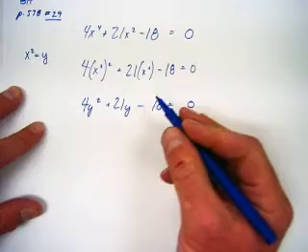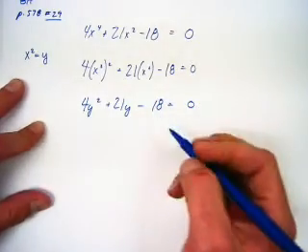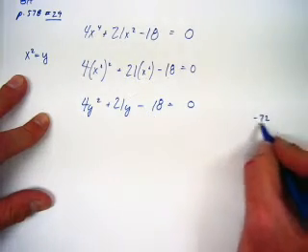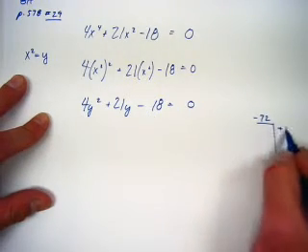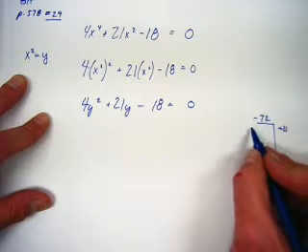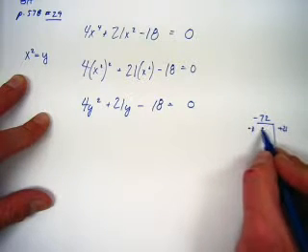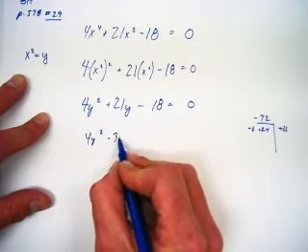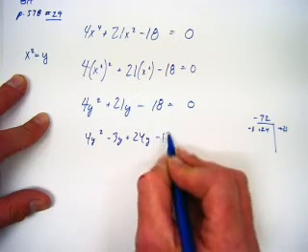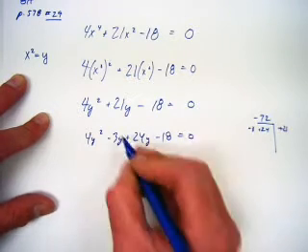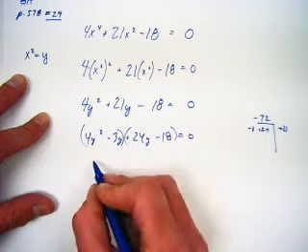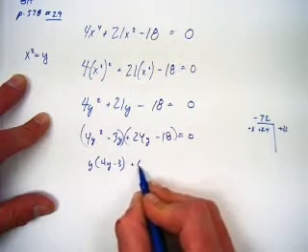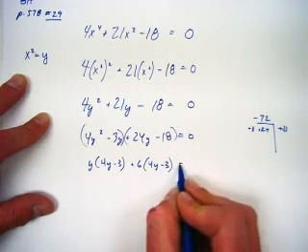Now I can just work this like I would normally, like a modified grouping problem. So negative 18 times 4 is negative 72, and they have to add up to positive 21. It looks like negative 3 and positive 24. So I rewrite this as 4y squared minus 3y plus 24y minus 18 equals 0. I'm going to group and group. So I get y(4y minus 3) plus 6(4y minus 3) equals 0.